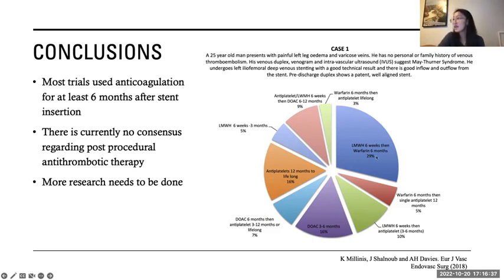29% of patients, which is most common, said low molecular weight heparin for 6 weeks, then warfarin for 6 months. 60% said DOAC for 3 to 6 months. 60% said antiplatelets for 12 months to lifelong, but there was significant variability in the recommendations post-discharge after having the stent put in. And really the conclusion is that more research needs to be done in this arena.